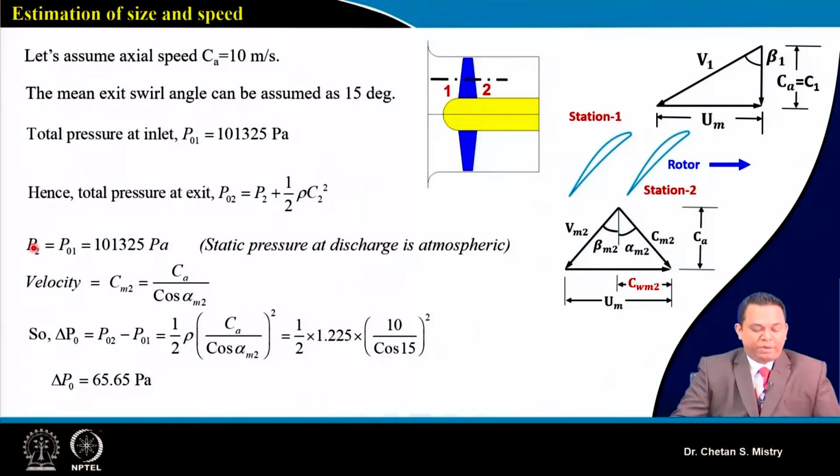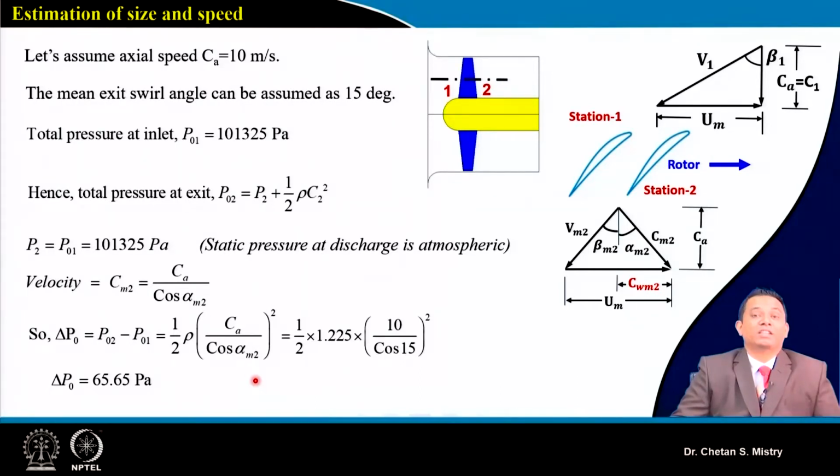So here in this case, P2 and P01 are the same, so we will write delta P0 as 1/2 rho C2 square. This C2 is nothing but the absolute velocity with which my flow is coming out. In this case we have assumed our angle of swirl, or absolute flow angle, to be 15 degrees. If we write that in terms of axial velocity, the absolute velocity is Ca by cos alpha 2. Now if we put in this number, my delta P0 comes to 65.65 Pascal.